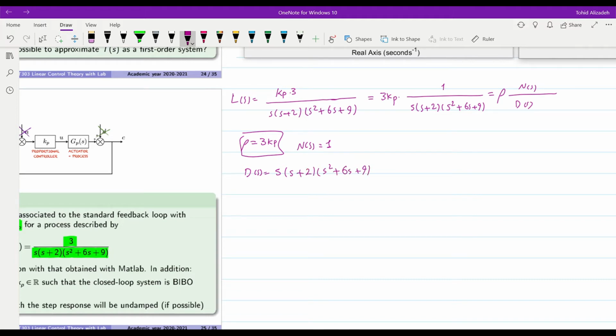And if we expand the expression for d, we will get s to the power of 4 plus 8s to the power of 3 plus 21s to the power of 2 plus 18s to the power of 1 plus 0 times s to the power of 0, and we can just ignore it.